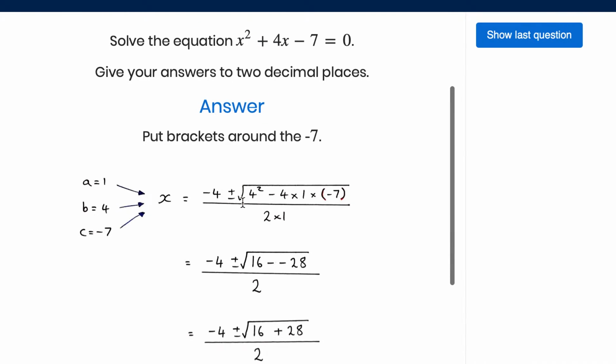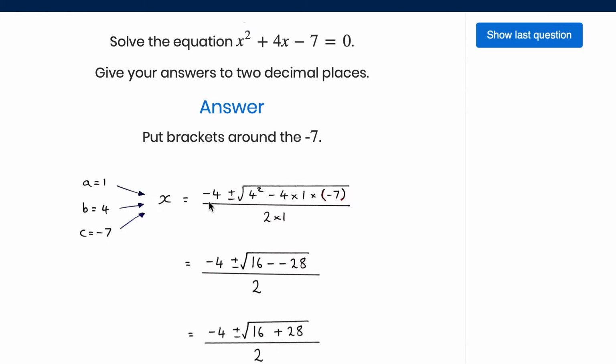So if we put brackets around the minus 7, we have a equals 1, b equals 4, c equals minus 7. You will get x equals minus 4 plus or minus the square root of 4 squared minus 4 times 1 times, all in brackets, minus 7, all over 2 times 1. Right, so 4 squared is 16. 4 times 1 times minus 7 is minus 28, and 2 times 1 is 2, so we have minus 4 plus or minus the square root of 16 minus minus 28 all over 2.